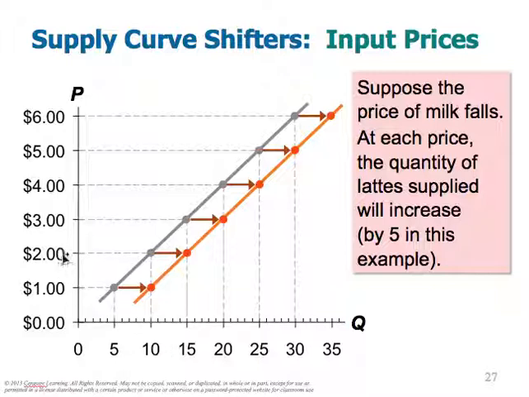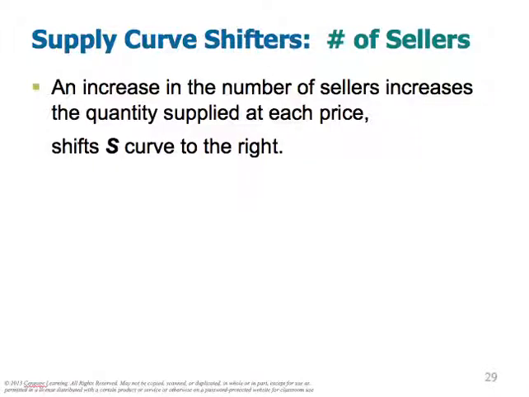If the price initially was $2, the quantity supplied in the market previously was 10. But now, because we have more sellers, the quantity supplied is going to increase from 10 to 15. So you get all these different points, and if you add them up, you get this new supply curve given by this orange curve as a result of an increase in the number of sellers in the market.